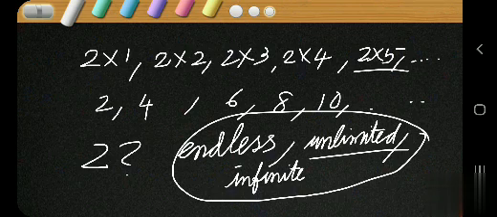Why can't we count the multiples? If we found a larger number, surely there will be a number greater than that. So that number into 2 is also a multiple of 2. 2 into any number is a multiple of 2. Since we can't find the greatest number, can we find it? No, we can't find the greatest number.